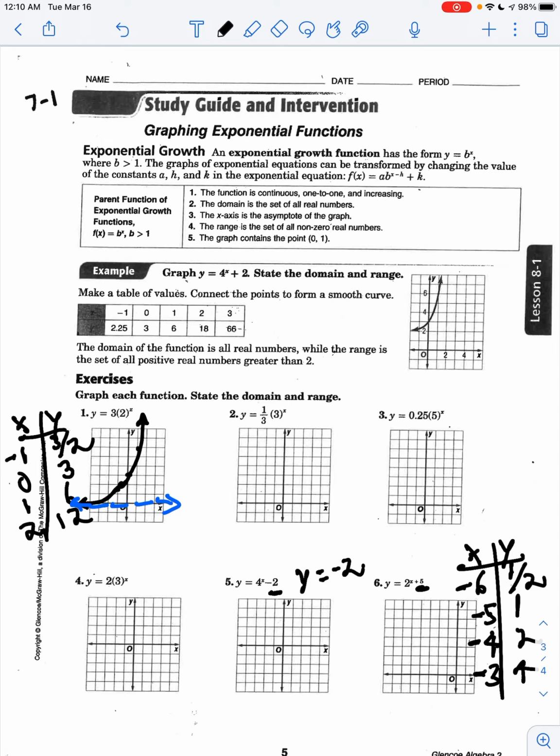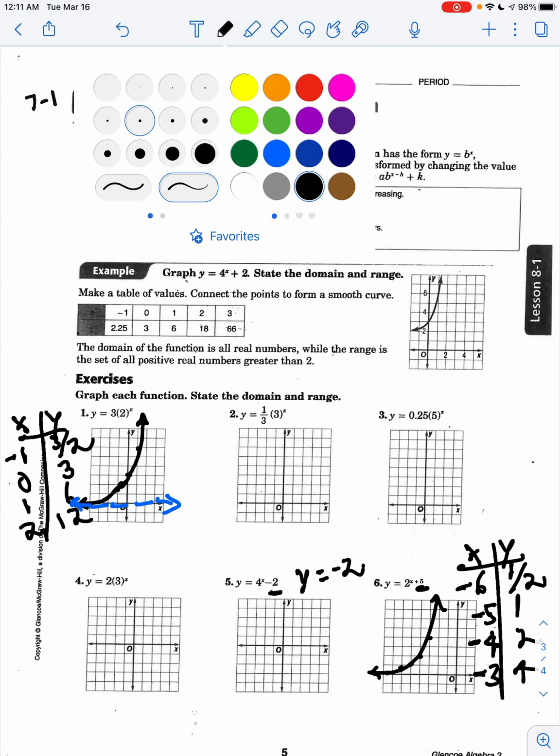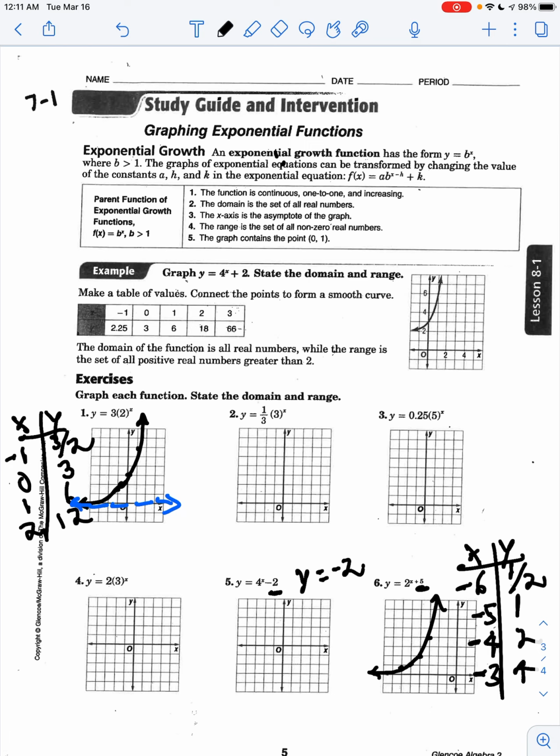You'll see if you have -6, 1/2, -5, 1, -4, 2, -3, 4. So this is our graph, which is shifted left. The horizontal asymptote is still the same. And I think they ask you to state the domain and range here as well, so don't forget to do D and R.